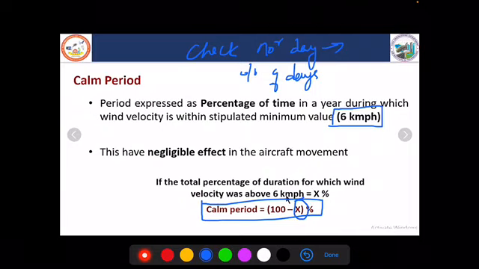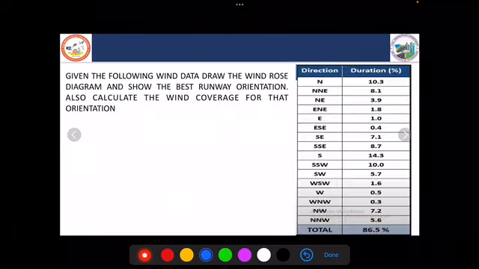So that value below 6 kmph will not be considered when the wind data is collected. If you want to determine the calm period, first add all the intensity or percentage of duration where the intensity is more than 6 kmph, and then subtract it from 100, or 100 is nothing but the total percentage. That will give the calm period. We'll look further at how the calm period will be used to determine the best runway orientation.